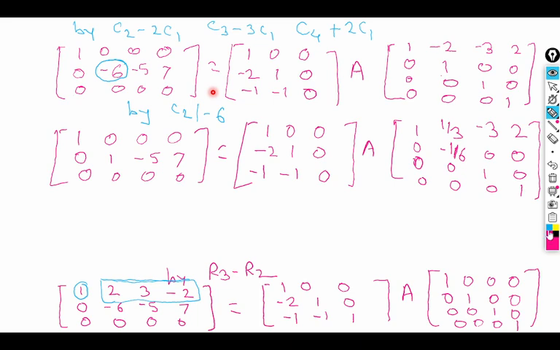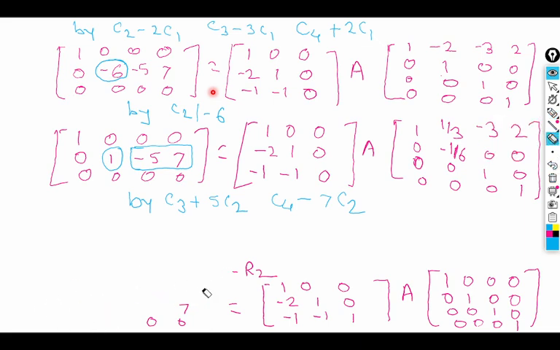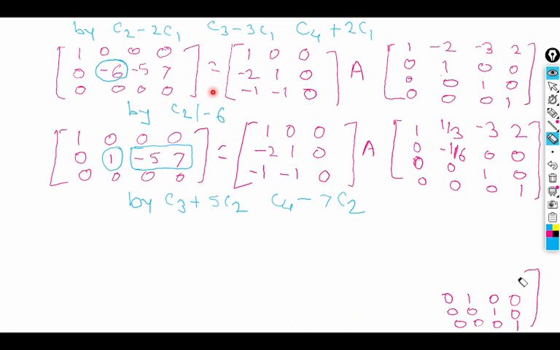Last step of the PAQ form: focus on A22, make the off-diagonal zeros. So by C3 plus 5C2 and C4 minus 7C2. That is the last step, and we get the final answer here. For that we require a little space, so I will erase this. That's one. Now come to the last calculation.